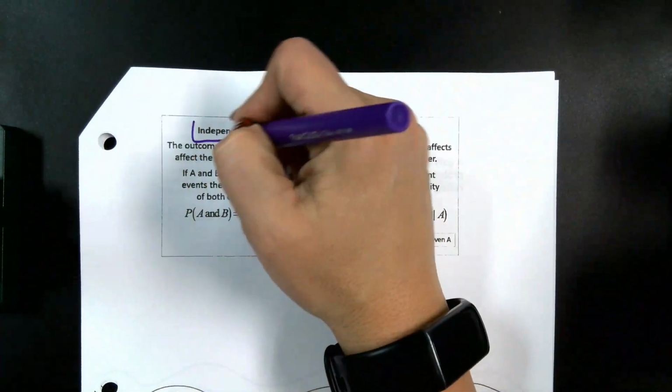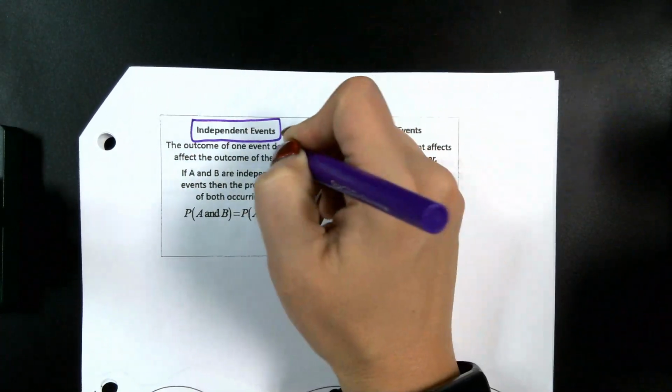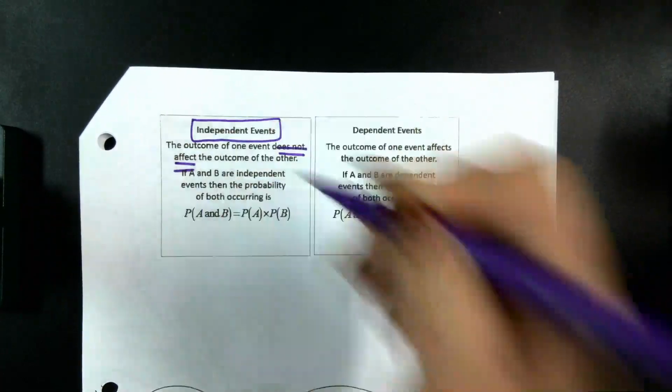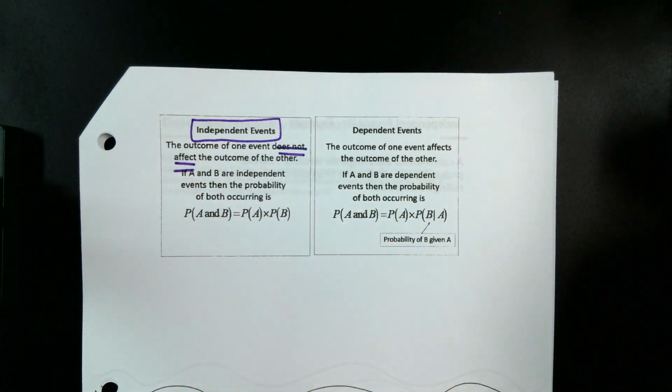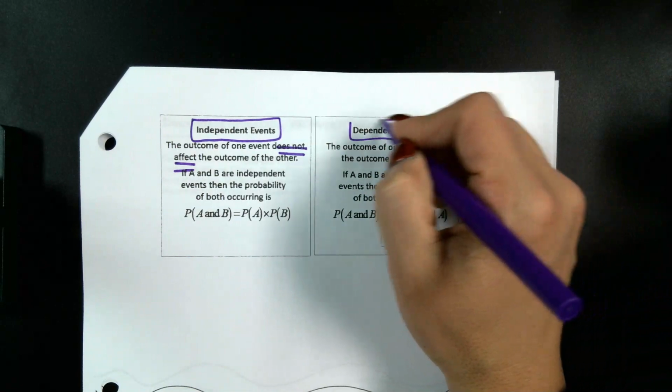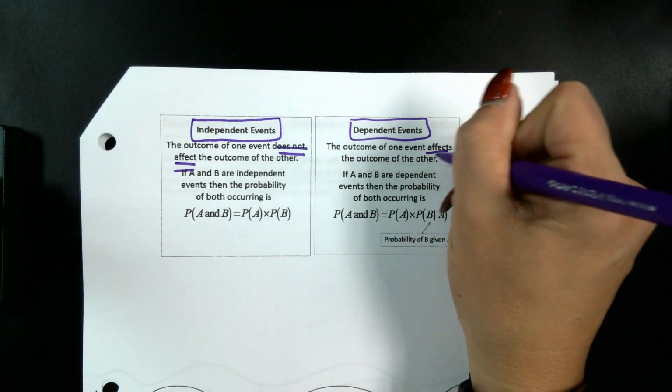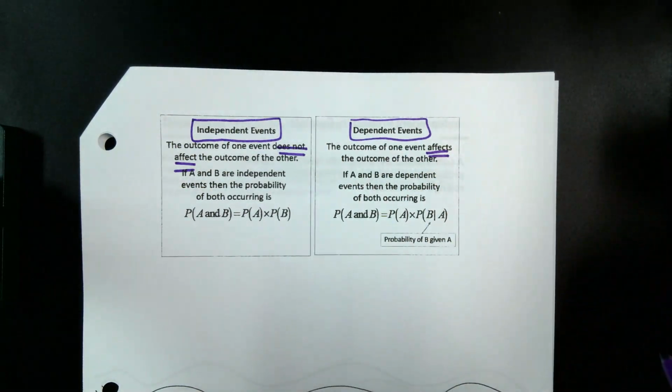Okay, so it says the outcome of one event does not affect the outcome of the other. So if they're independent, it will not affect the outcome of the other. If they're dependent, then the outcome of one will affect the other.